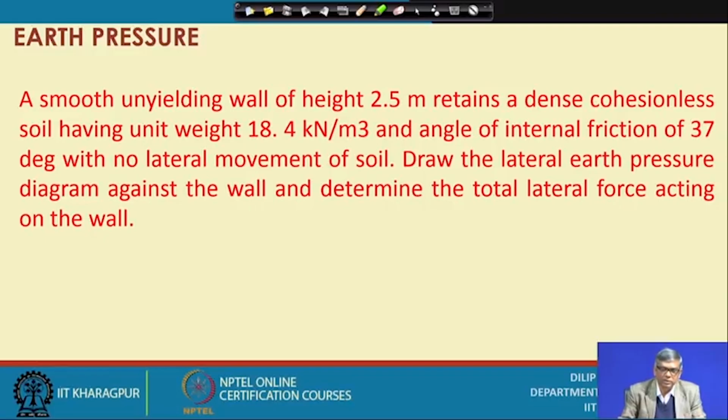This is a very simple problem, but still it helps to understand when we apply the at rest condition while solving problems. Sometimes it will be mentioned as an unyielding wall, sometimes as prevented from movement. If this type of language is added, then automatically you have to understand that it is an earth pressure at rest condition. So, accordingly you have to solve this problem. This is the simplest possible problem.